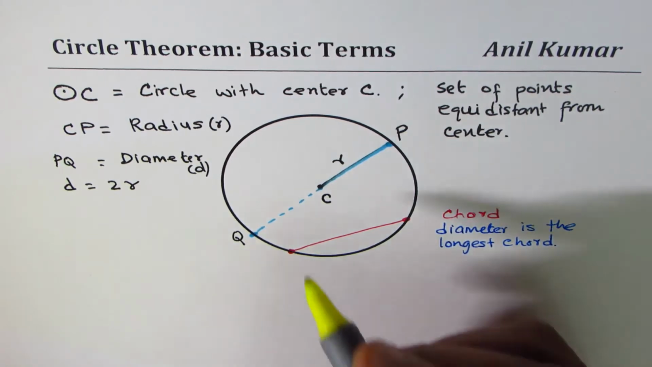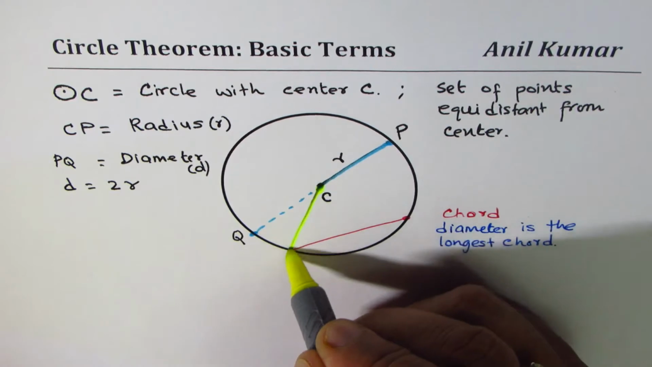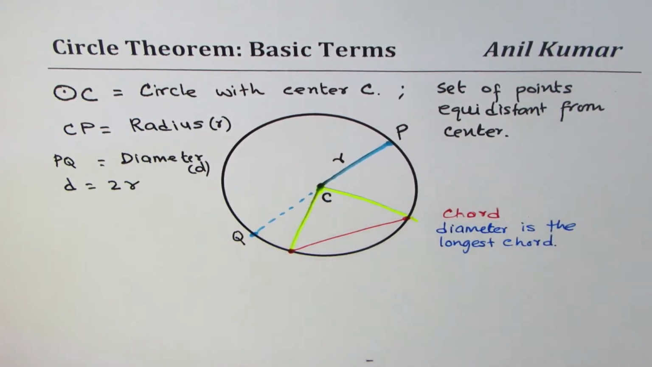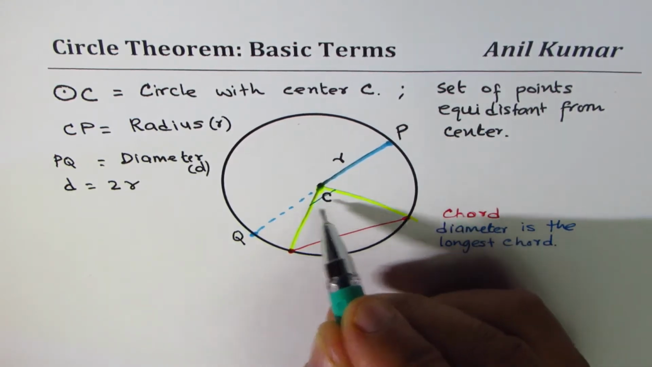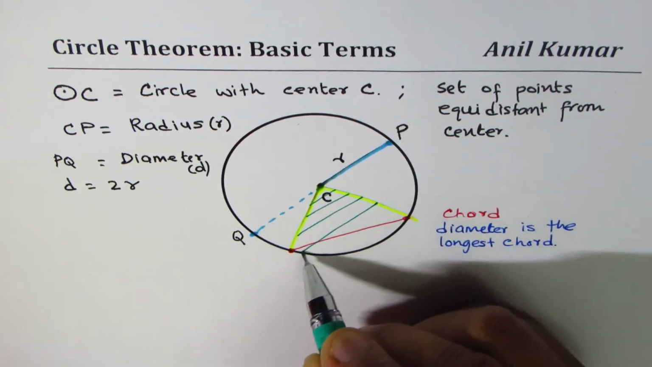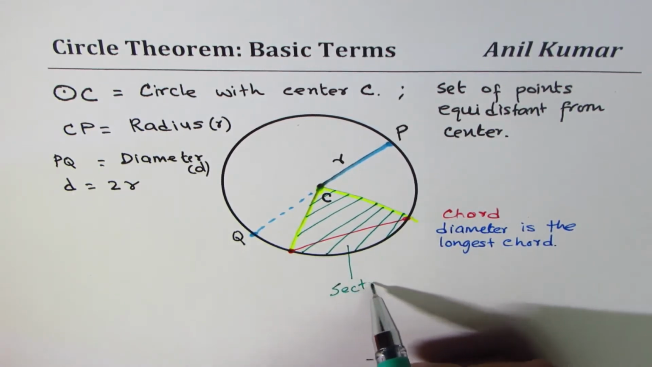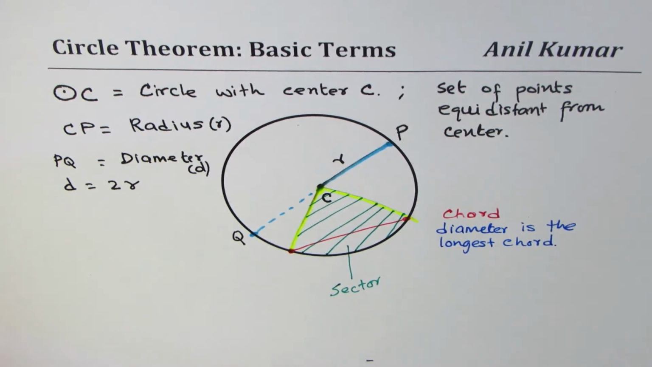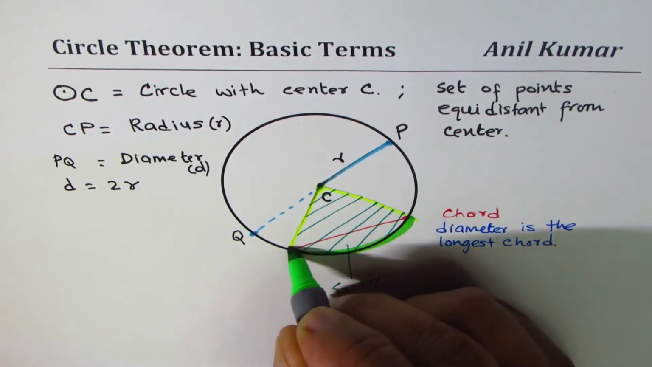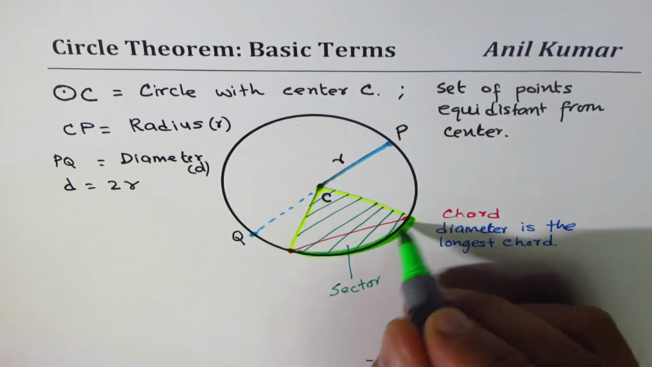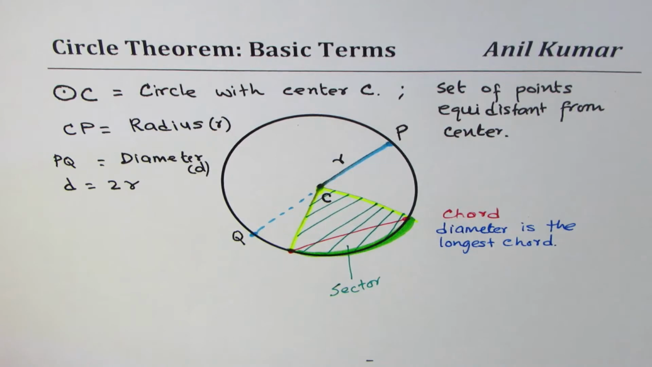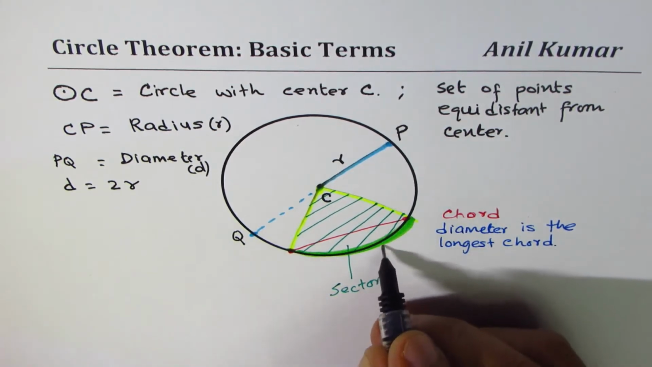If I join the center with the end points of the chord, then what we get here is called a sector. So let me shade this a bit. This thing, what we have here, is called sector. And the portion of the circumference, let's highlight with this. The portion of the circumference defined by the end points of the chord is called an arc. So this portion is called arc.